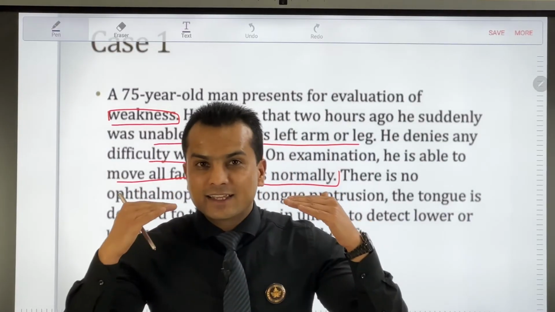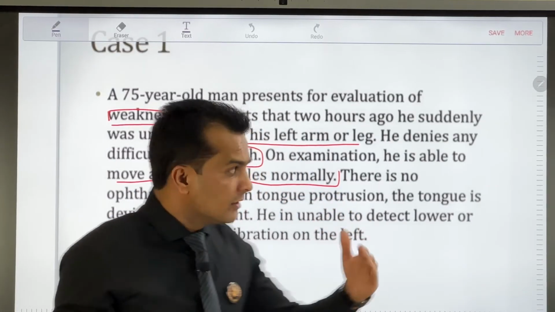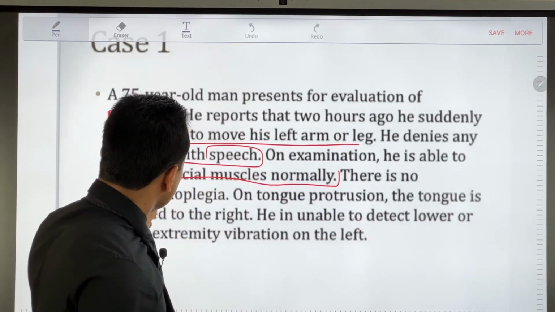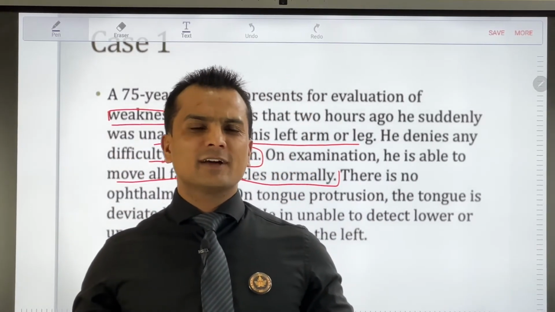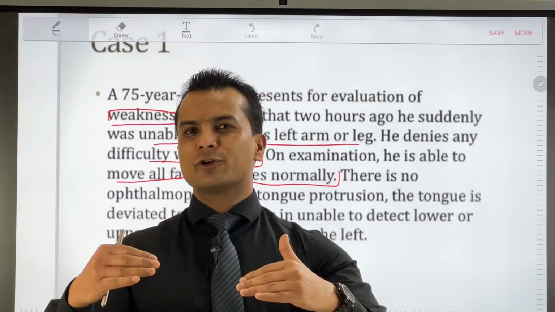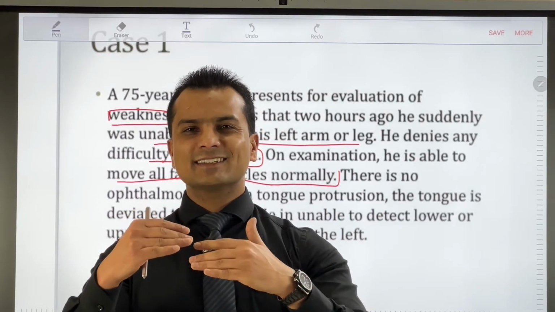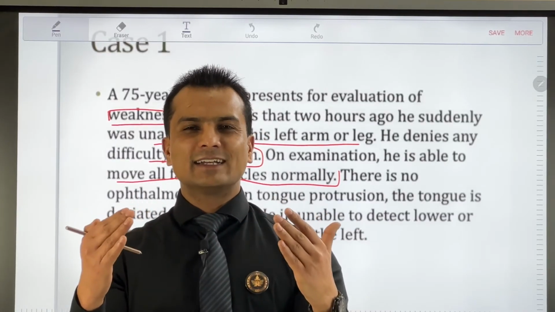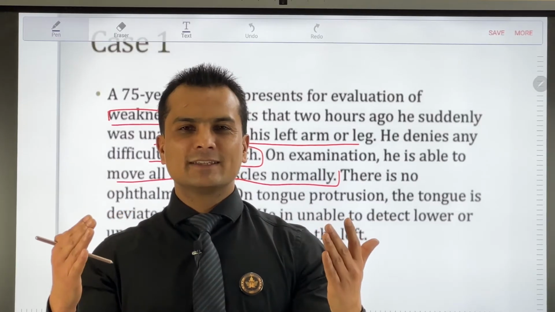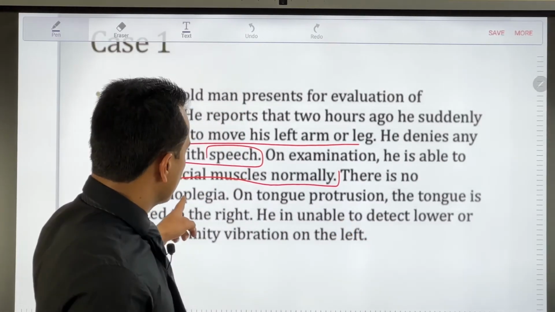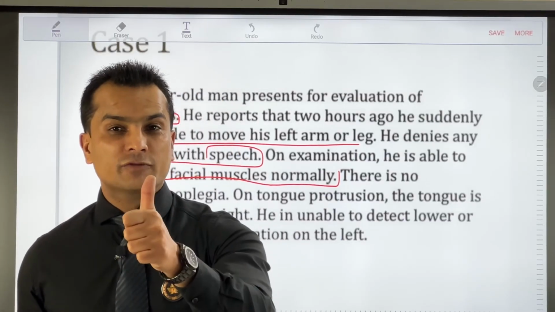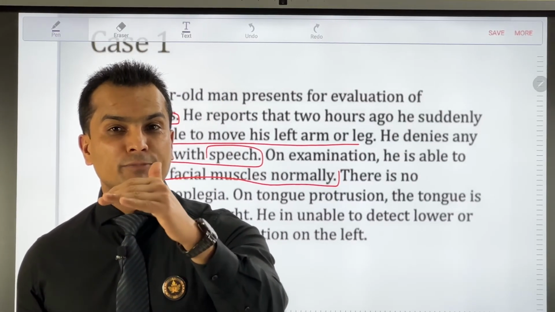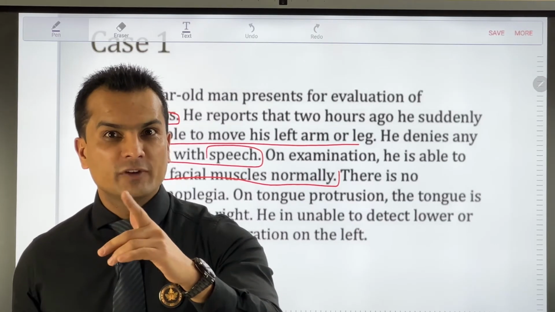Next, on examination, he is able to move all facial muscles normally. Now we are descending and moving to the brainstem. First, he is able to move all facial muscles. Facial palsy is also very common, and the facial nerve originates from the pontomedullary junction, a territory of the ASA and the basilar artery. So the facial nerve is okay, which means the pontomedullary junction is fine. The lesion is below the pons. Where does the lesion lie?